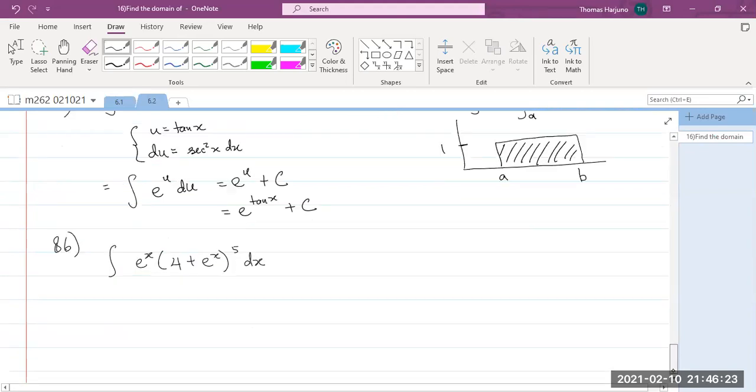Oh, you know what? I think this is what I will do. u equals 4 plus e to the x, because this is the ugly guy, right? So don't you think that principle, if you are ugly, I substitute you, is a good principle?